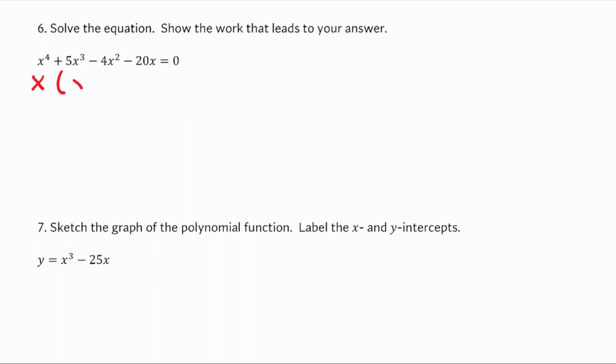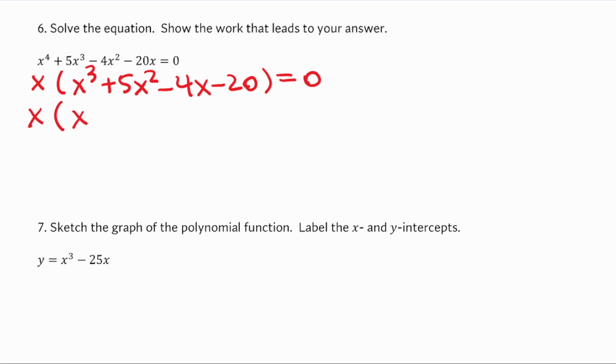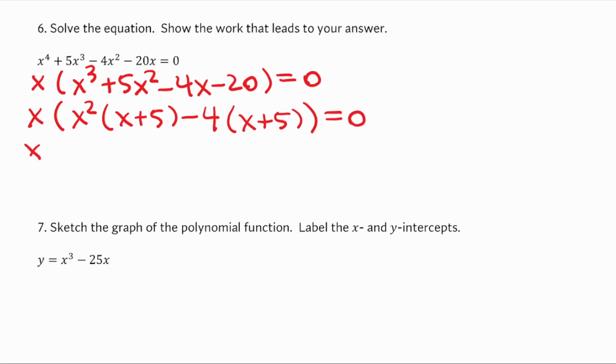Factor out that x, and then I'll have x to the 3 plus 5x to the 2 minus 4x minus 20. That looks like it's got the parallelism we need to group and factor, because the ratio of 1 to 5 is the same as the ratio of -4 to -20. So what can I factor out of the first 2 terms? Just an x squared, and I'd be left with an x plus 5. And then out of the second 2 terms, I can factor out that -4. I'll be left with an x plus 5. It's a good sign. So then I factor out the x plus 5, and then I'm left with x squared minus 4.